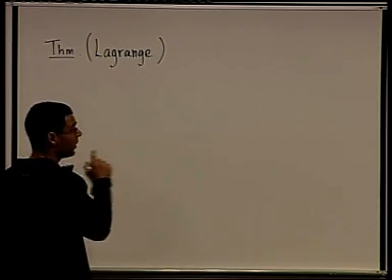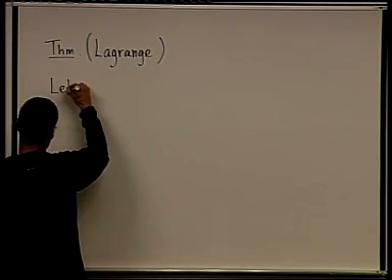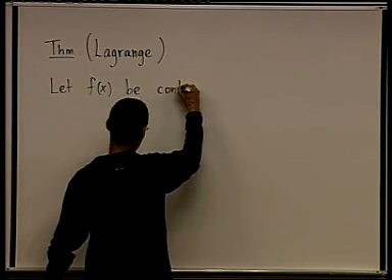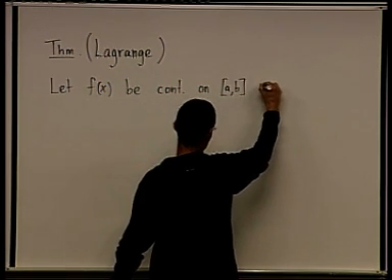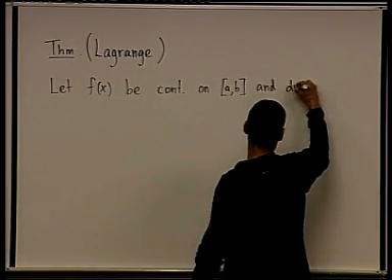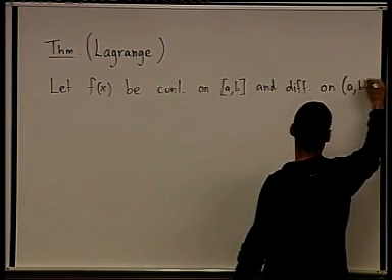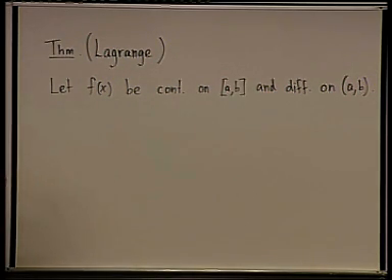Okay, and it says the following. So f is going to be like in Rolle's theorem. Let f be continuous on the closed interval and differentiable on the open interval, just like Rolle's theorem. But now I'm going to remove the assumption from Rolle's theorem that the values at the endpoints are the same.